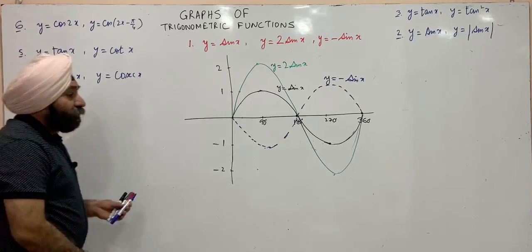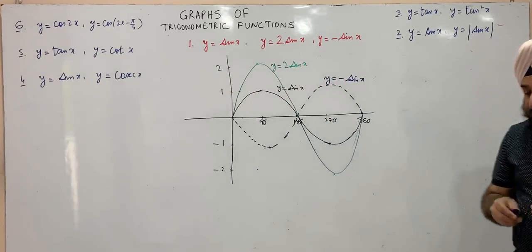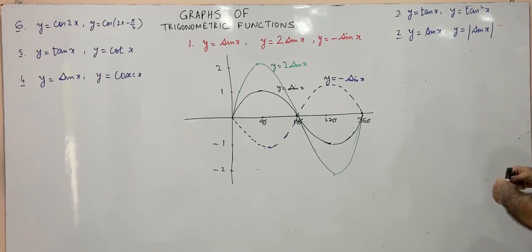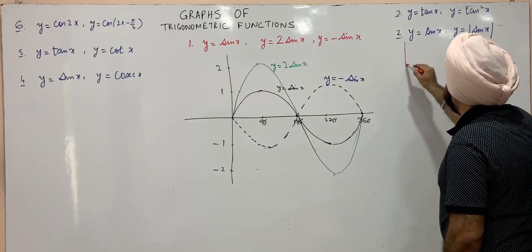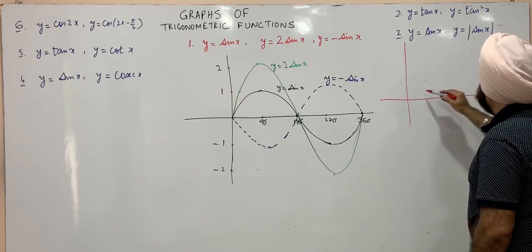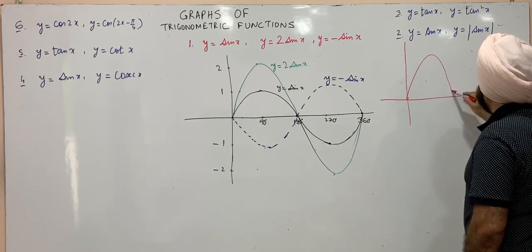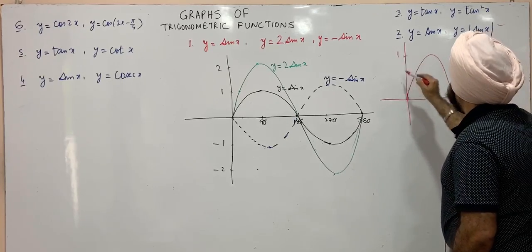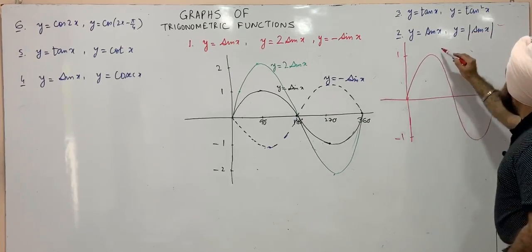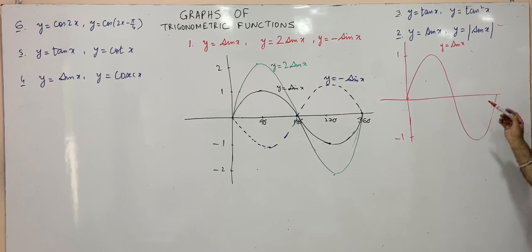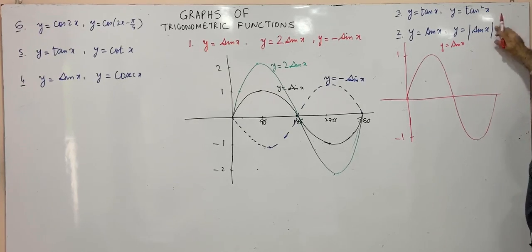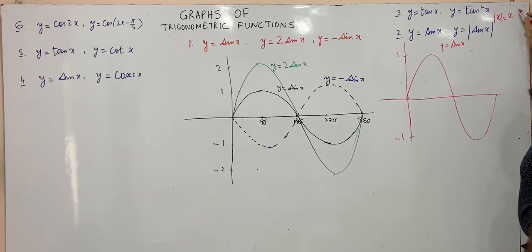Next, y is equal to sine of x and y is equal to mod of sine of x. If you plot the graph of sine of x first, this is the graph of sine of x. We just plotted this. This value is 1. This is minus 1. So this is y equals to sine of x. So what will mod do? We understand that mod of x is x if x is positive, and minus x if x is negative.